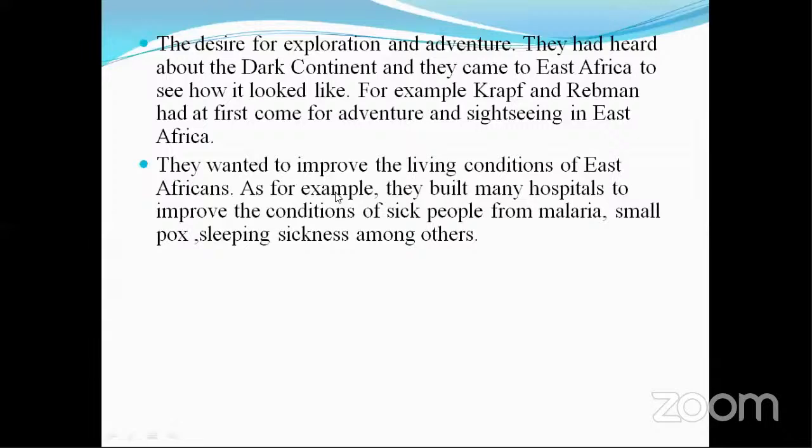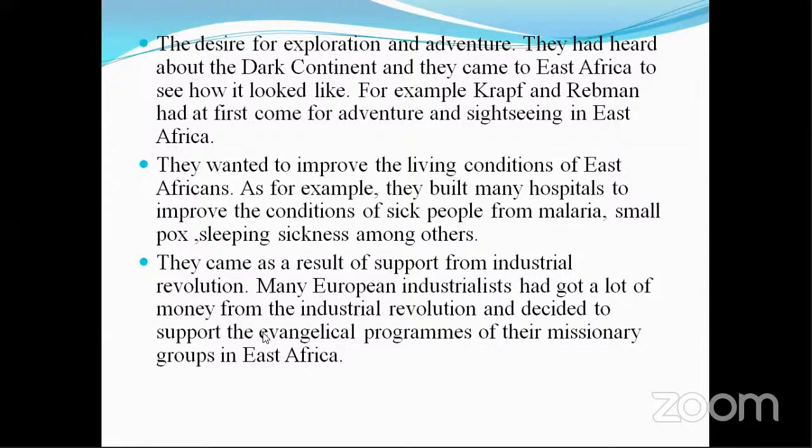So when they came to East Africa, they set up hospitals, and then they provided health services to the people in East Africa. So I think you've got the point that they came to improve the living conditions of Africans. Yes, then there is this other point here.